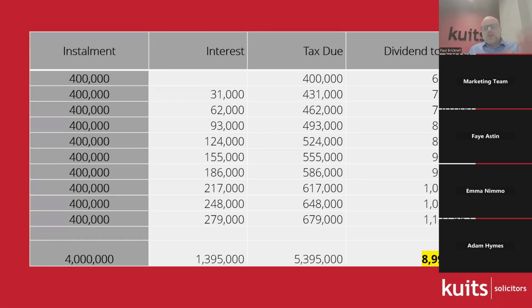So what I've got here, and apologies for a table full of numbers, but I hope it makes a point. Left-hand column there, instalment, £400,000 a year for 10 years. That's your instalment option. Second column in, that's your interest rate on your unpaid instalments. So by the time you get to 10 years, the £400,000 has accrued £279,000 of additional interest. So the total tax due on that final instalment is £679,000.